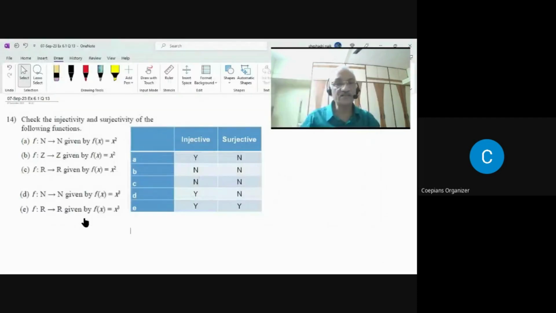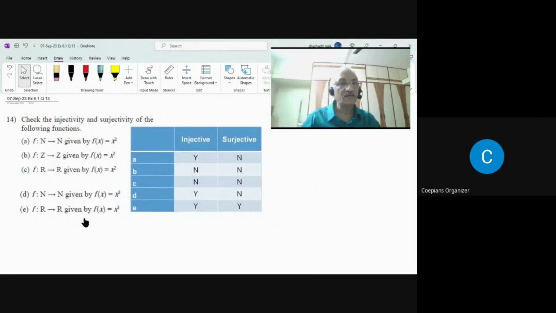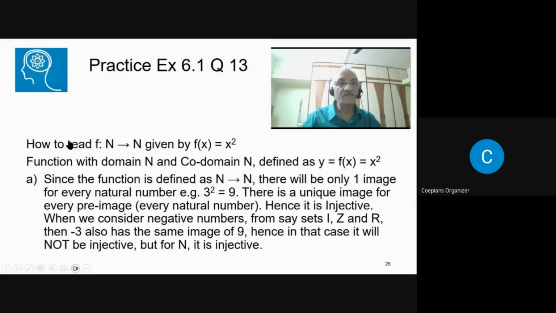First of all, let's try to understand how you read this particular notation, which is given here. How do you exactly read this? Function from N to N, from natural numbers to natural numbers, which is given as f of x is equal to x square. Here, a function with domain as natural numbers and codomain as natural numbers, which is defined as y is equal to f of x is equal to x square. This is how you read that.